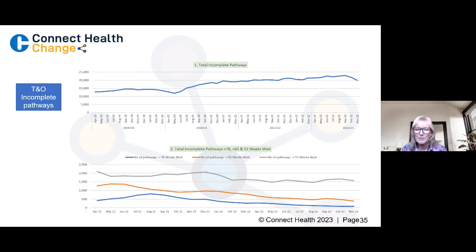For 78 weeks there were probably fewer patients to reduce, but obviously the patients coming up behind are still in very large numbers, and they're obviously going to become, if they're allowed to, the next 65 weeks, 52 weeks and so forth. So if we just go on to the next slide.